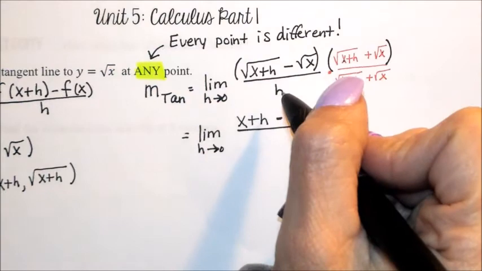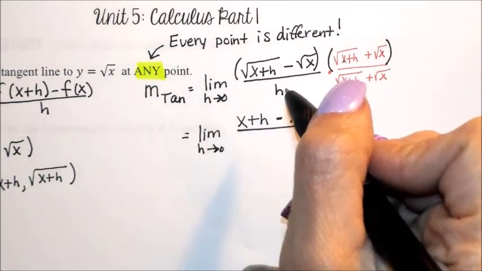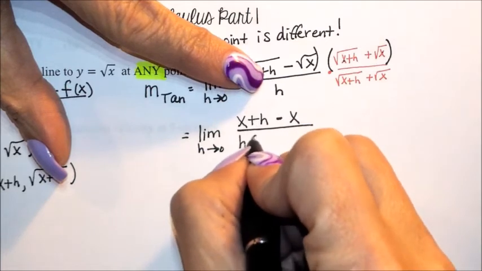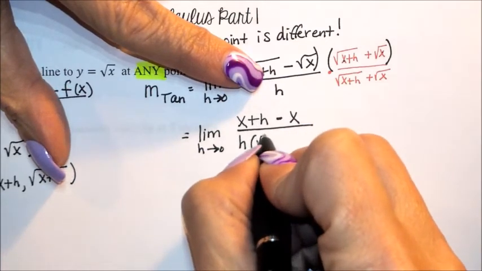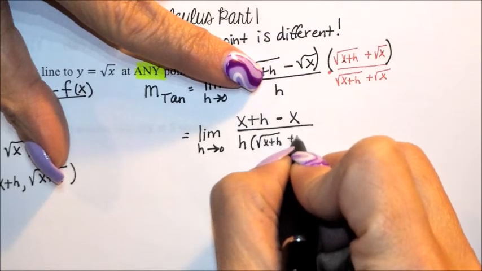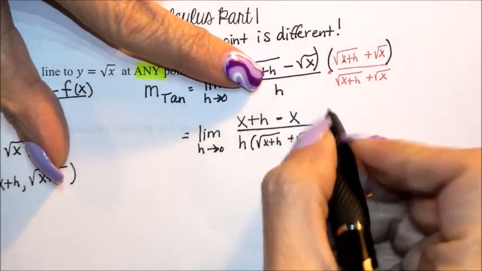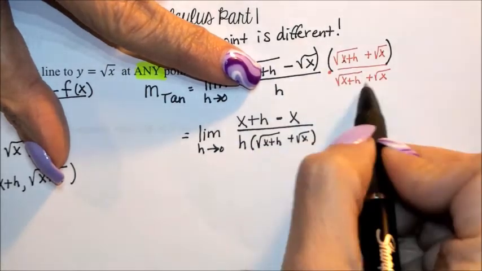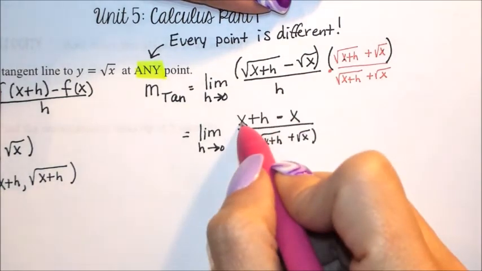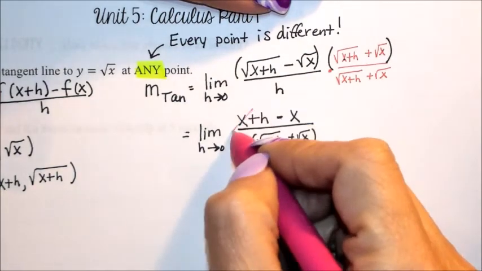Now, right here on the bottom, because you're trying to factor, you're going to be real careful here. And we're going to say h times, and we're going to put the square root of x plus h plus the square root of x. And we're not going to hippity-hoppity distribute here. We're going to keep it like it is. Because, watch what happens. x plus h minus x.